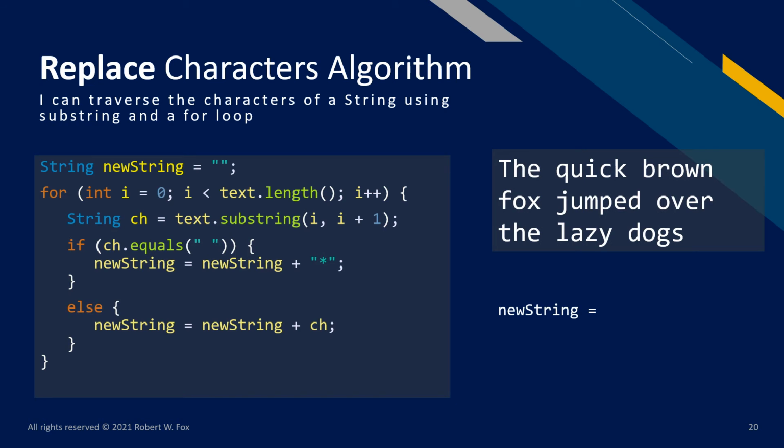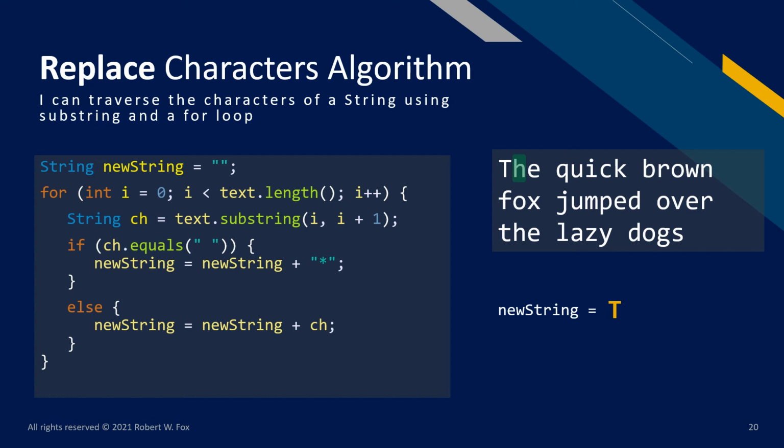Let's walk through our code step by step. The first time through the loop, we're going to extract the capital letter T, and we're going to check to see if it equals a space. It doesn't, so we're going to go to the else, and the else says we're going to change new string by setting it equal to what it was before plus the character we extracted. Well, new string was nothing, and so if we add the character we just extracted, new string becomes a T.